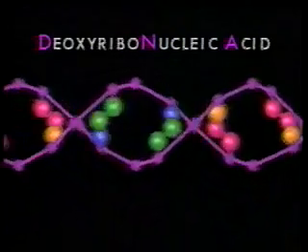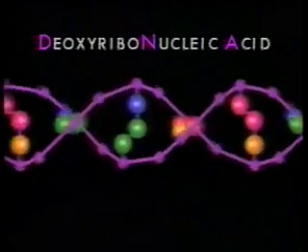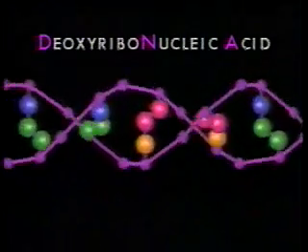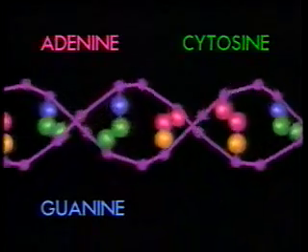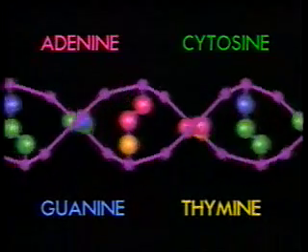DNA is the abbreviation of deoxyribonucleic acid. In this model, the colored balls represent the 4 chemical substances, nucleotides, which make up the 4 letters of the genetic code. A for adenine, C for cytosine, G for guanine, T for thymine.